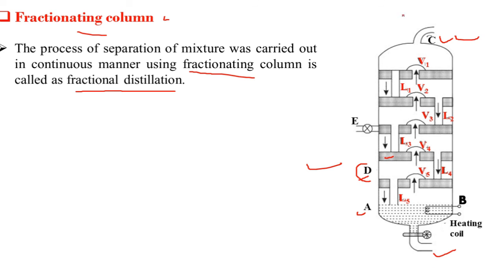This type of fractionating column is called a bubble cap column, and the efficiency of any fractionating column is expressed in terms of the number of theoretical plates. Therefore, theoretical plates are defined as the theoretical number of evaporation and condensation stages required to separate the components of the liquid mixture completely.